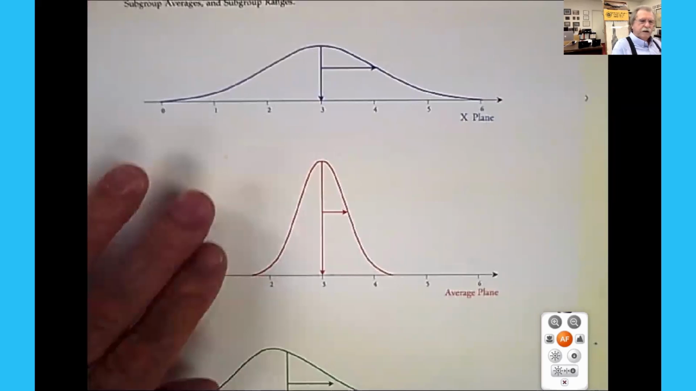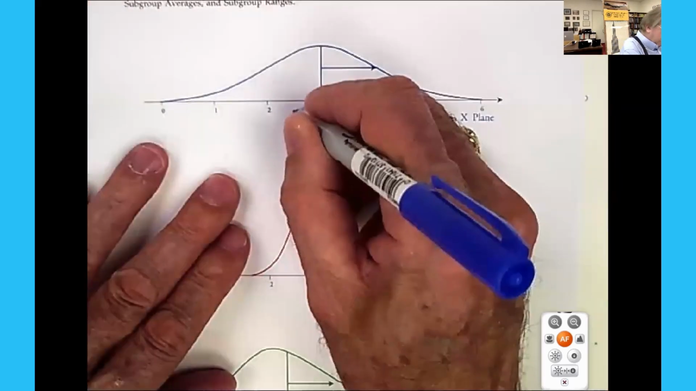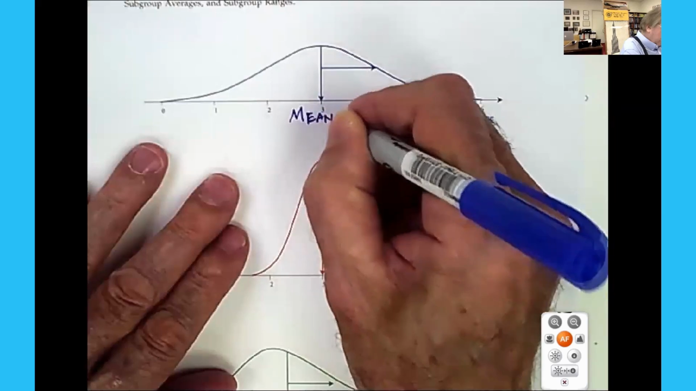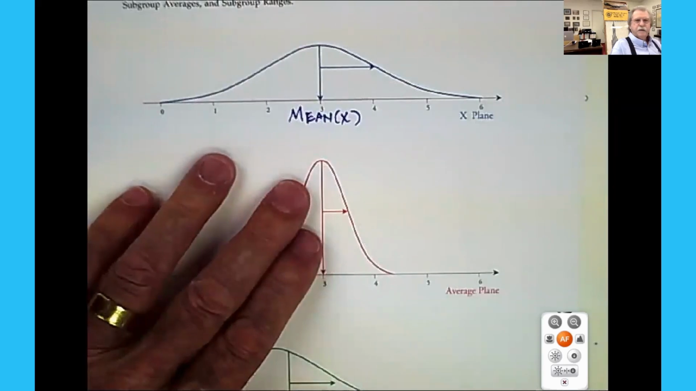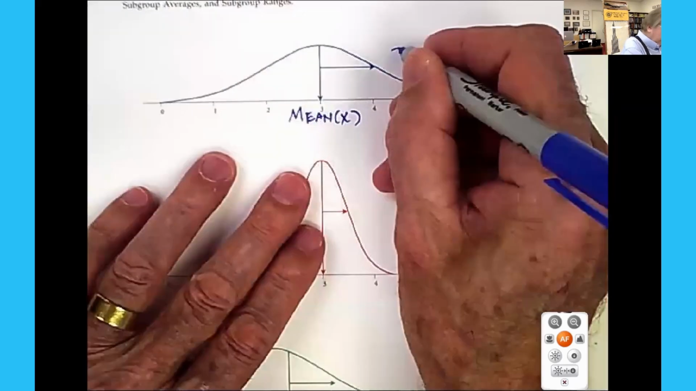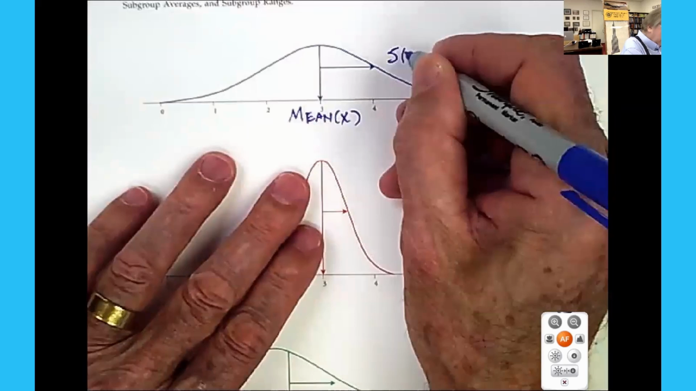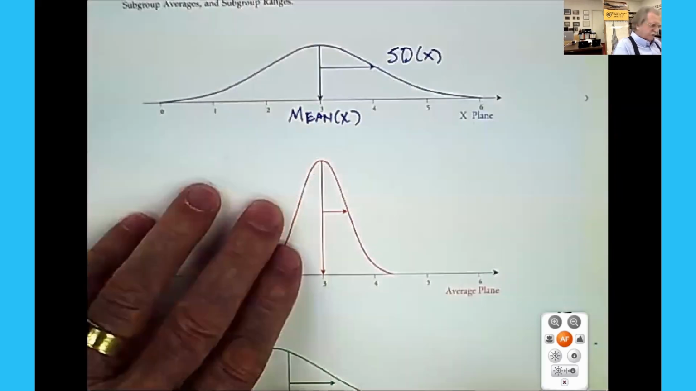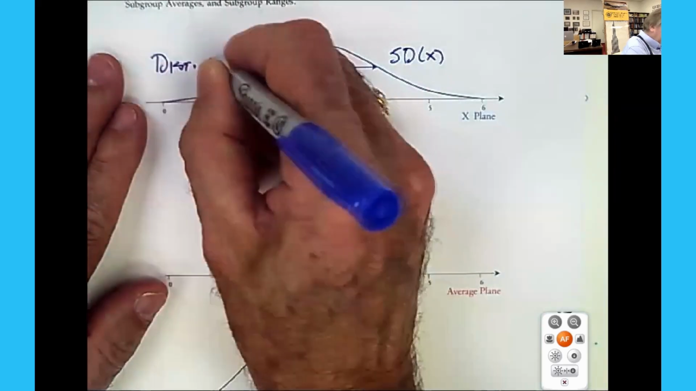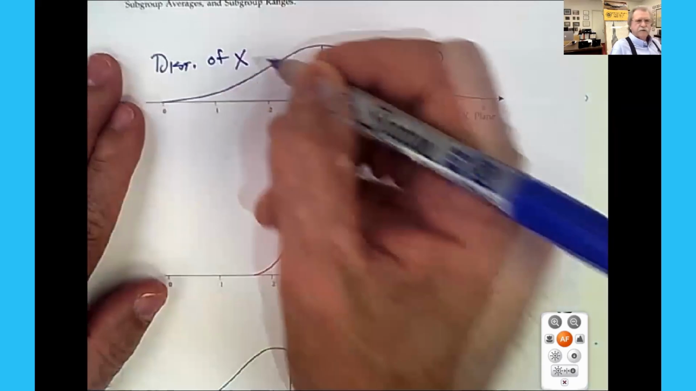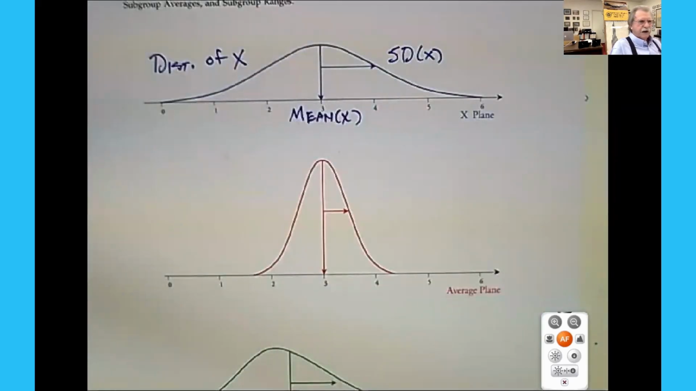So on the x-plane, we have a mean parameter that we're going to need to estimate. And the distribution for x also has a standard deviation parameter that we need to estimate. So I guess I should label this. This is the distribution of the individual values, x, the original data. So there are two parameters we're going to need to estimate.